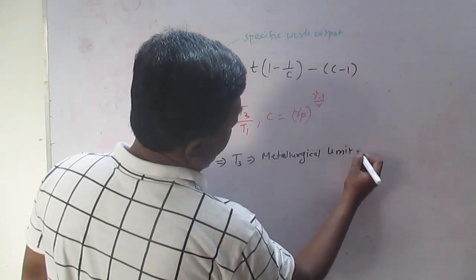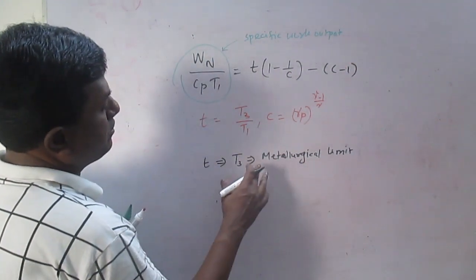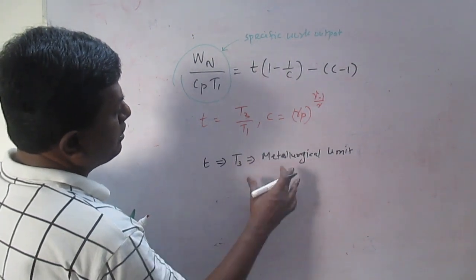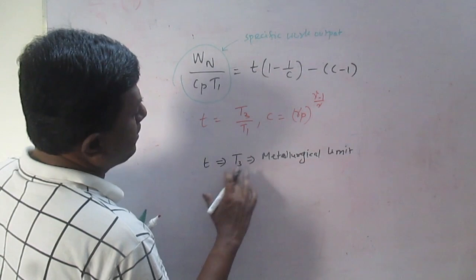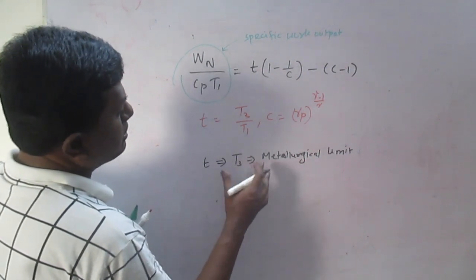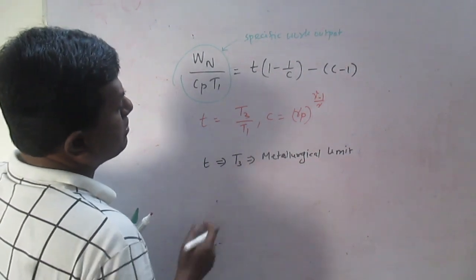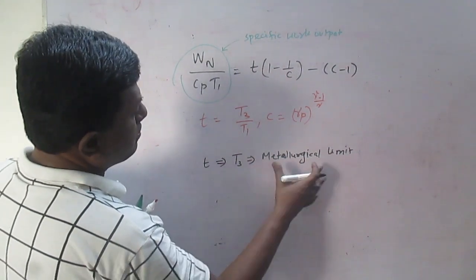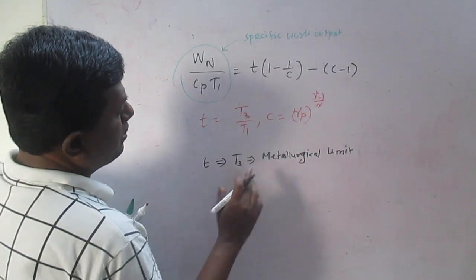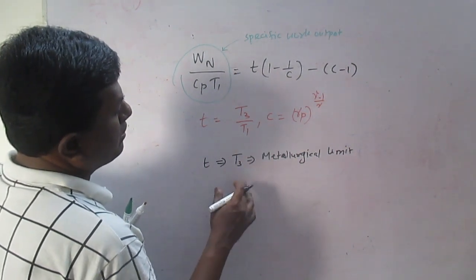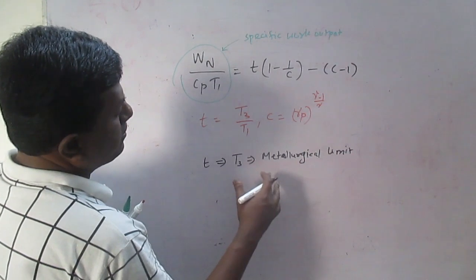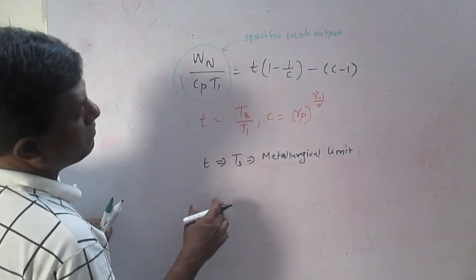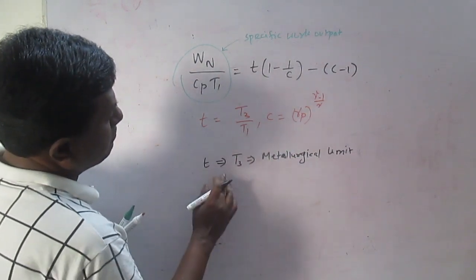It means this temperature should be assigned to the turbine blades. The highly stressed turbine blades should withstand this temperature. That is why it is called a metallurgical limit. If the turbine blades don't have the ability to withstand this temperature, then we lose performance.